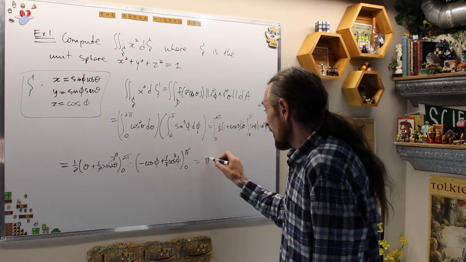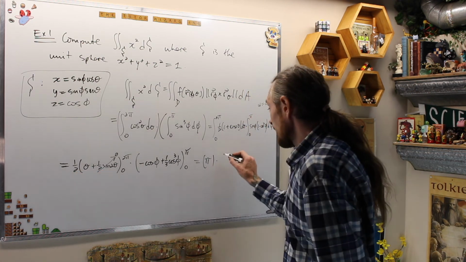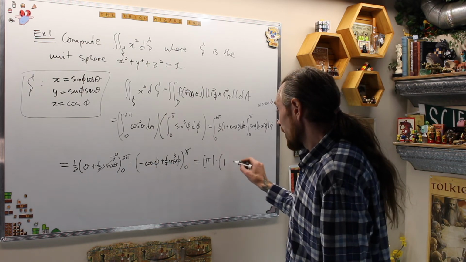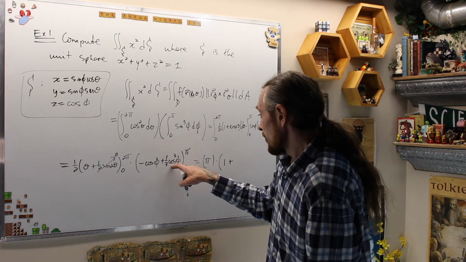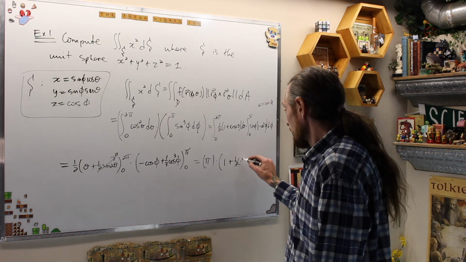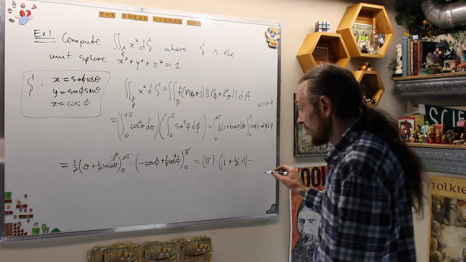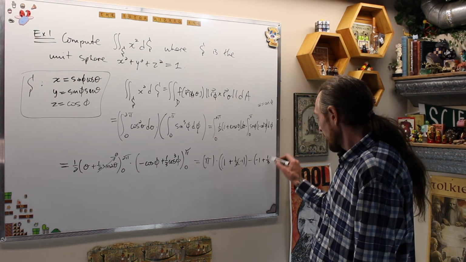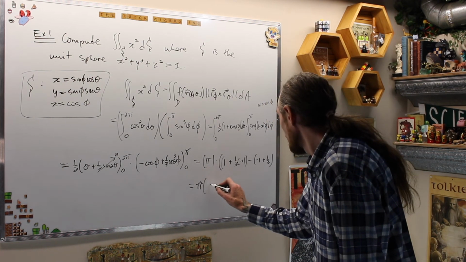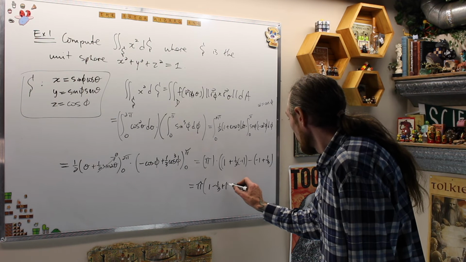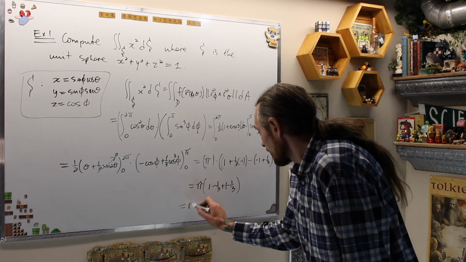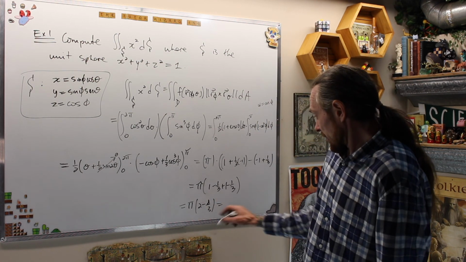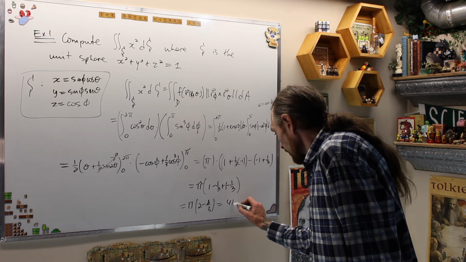That is going to give me pi, the 2's will cancel, times, then what am I going to get here? I'm going to get negative cos pi, which is 1, plus 1/3 times negative 1, and then minus negative 1 plus 1/3. That gives me pi times 1 minus 1/3 plus 1 minus 1/3, which is pi times 2 minus 2/3, which is 6 over 3 minus 2 over 3, so this is 4 pi over 3.